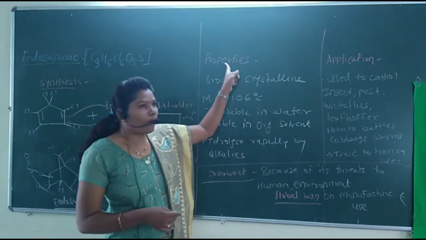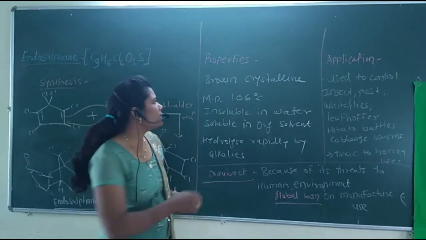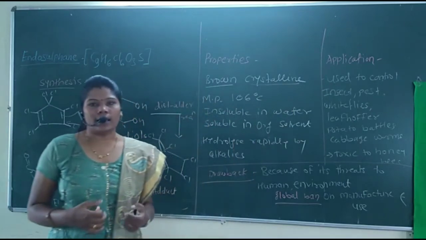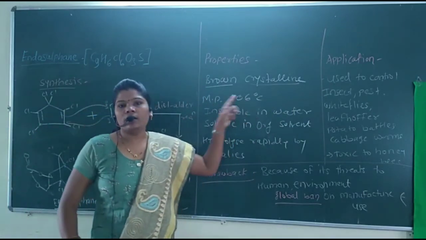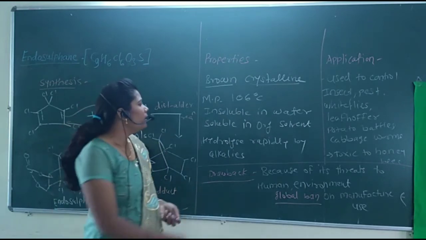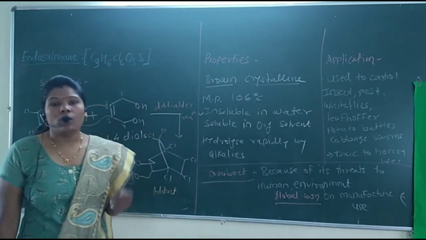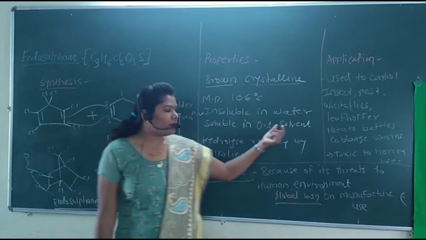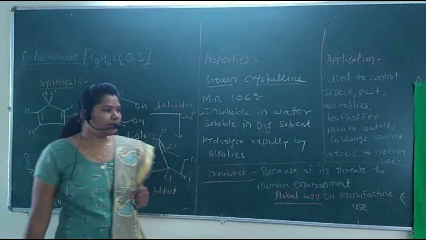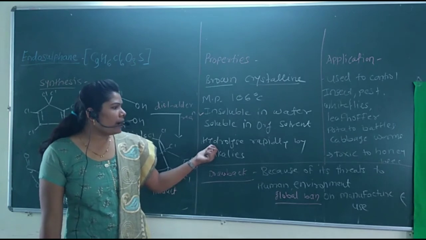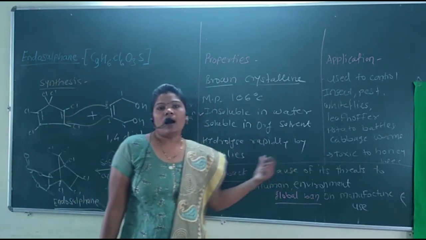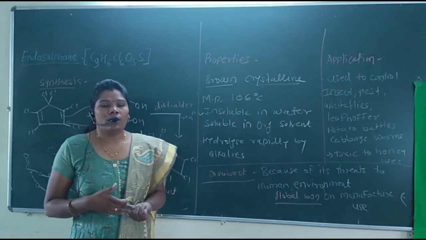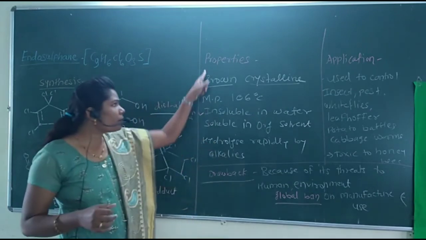Properties: this compound is a brown crystalline compound, which shows its crystalline nature. It has a melting point of 106 degrees Celsius. It is insoluble in water but soluble in organic solvents such as benzene, cyclohexane, etc. This compound is hydrolyzed rapidly by alkalis, that means by alkali solutions such as NaOH solution, KOH solution, etc. These are the properties of endosulfan.